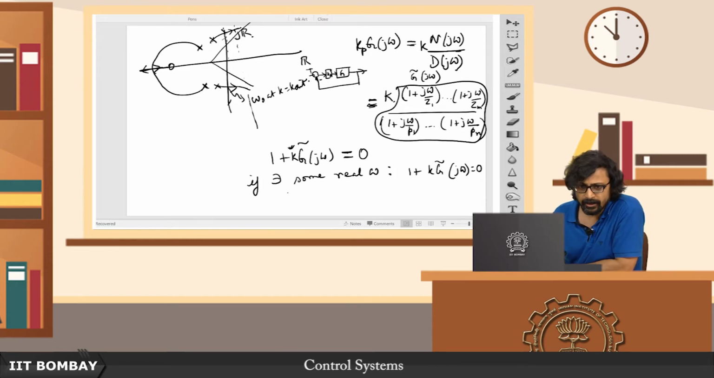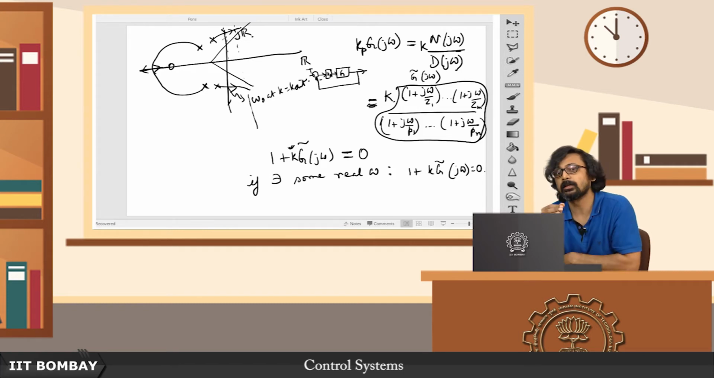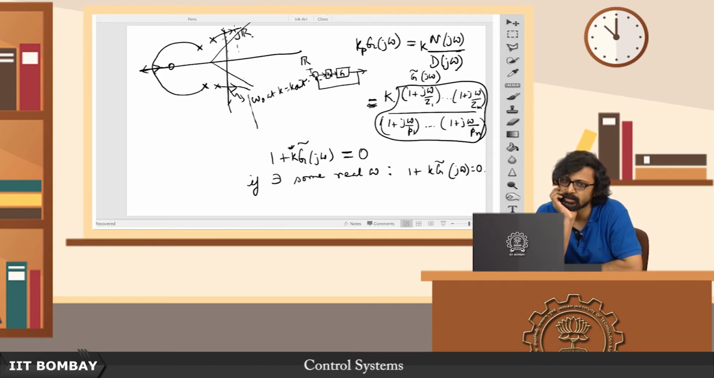Now, if for some particular values of kp, and for some real omega, this is equal to 0, it means that j omega is a root, and if j omega is a root, it means j omega is a closed loop pole. If j omega is a closed loop pole, then the system has closed loop poles on the imaginary axis, which would result in oscillatory response.